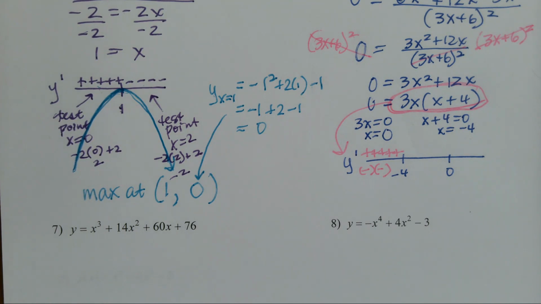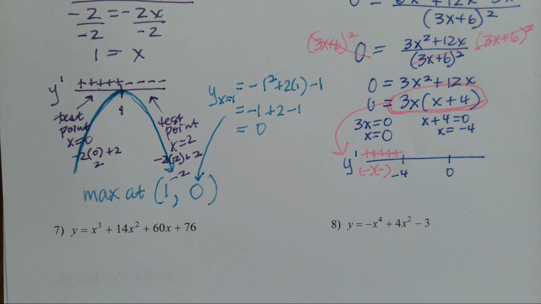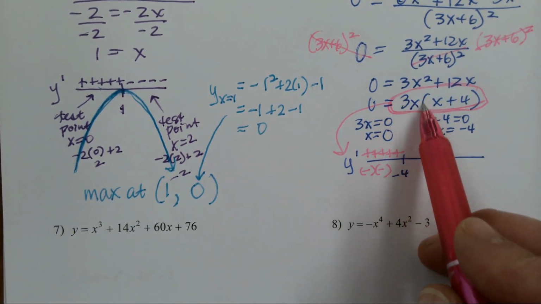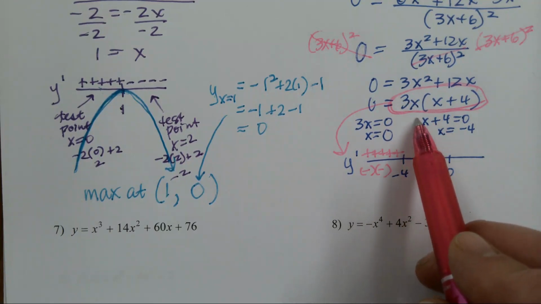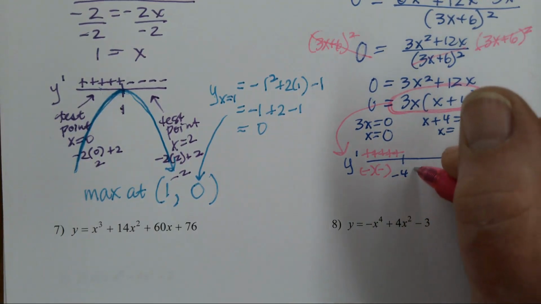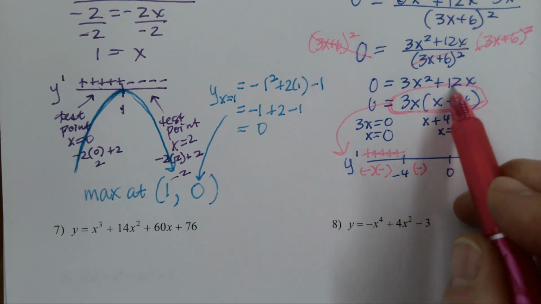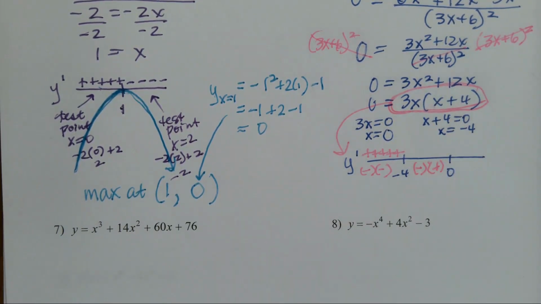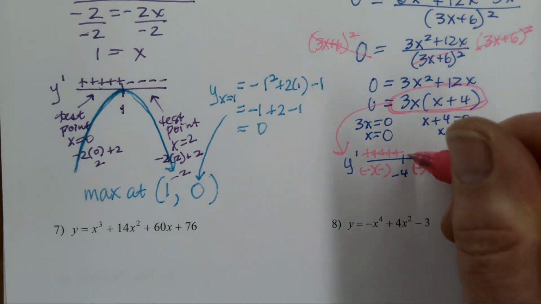And then I want to do a test point between -4 and 0. -2. Great. Again, it can be any number between -4 and 0. I'm going to go through that same process. What happens when I do 3 times -2? What kind of number do I get? What kind of number do I get when I do -2 plus 4? What do I get when I multiply a negative number times a positive number? That means this is a negative region.